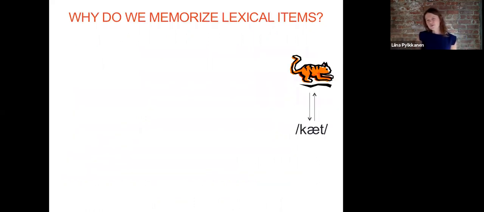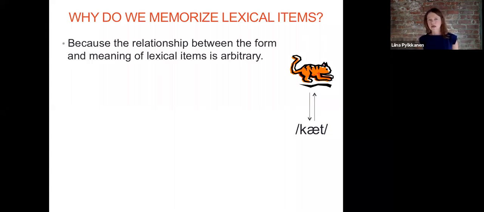So why do we memorize these lexical items? Here's a representation that's already familiar to us, the connection between the sound sequence cat and the concept of a cat. Well, we memorize lexical items because the relationship between the form, in this case the sound representation cat, and the meaning is in almost all cases arbitrary.